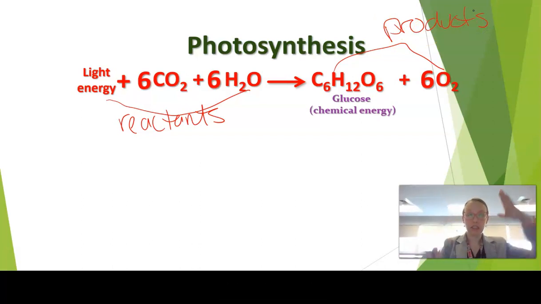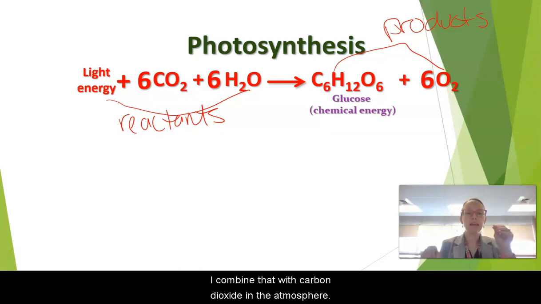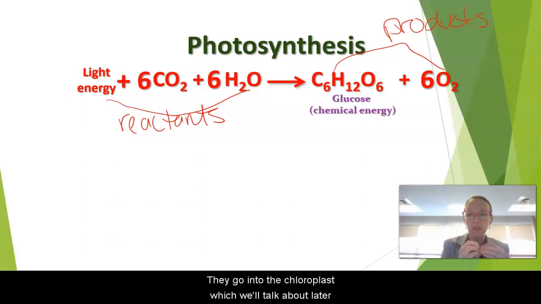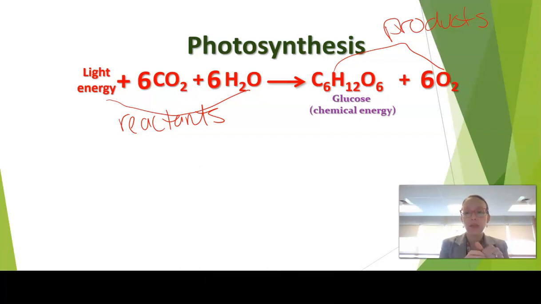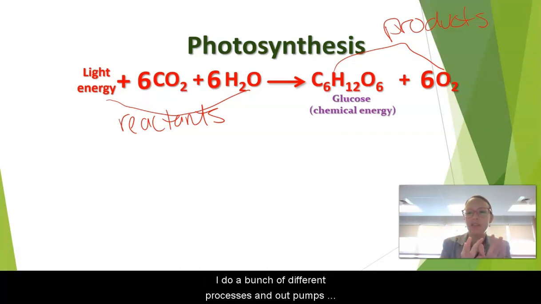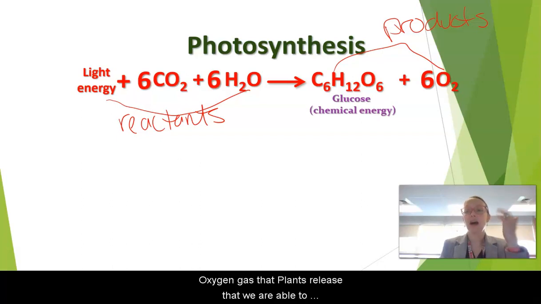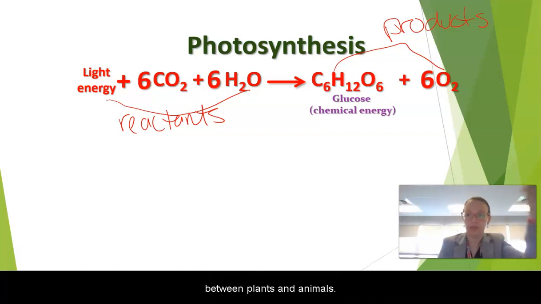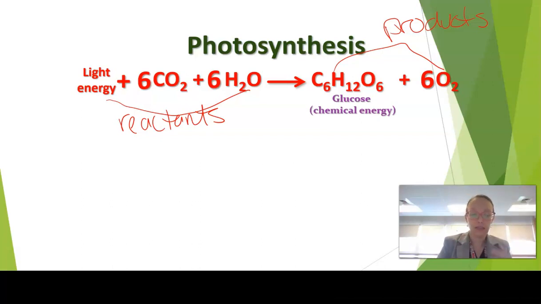So in photosynthesis, I take light from the sun. I combine that with carbon dioxide in the atmosphere and water from the roots. They go into the chloroplast, which we'll talk about. And I do a bunch of different processes, and out pumps glucose, which is a form of chemical energy, C6H12O6, and oxygen. This is that gas that plants release that we are able to breathe in. We're recycling, right? We're recycling gases between plants and animals, between producers and us animals.